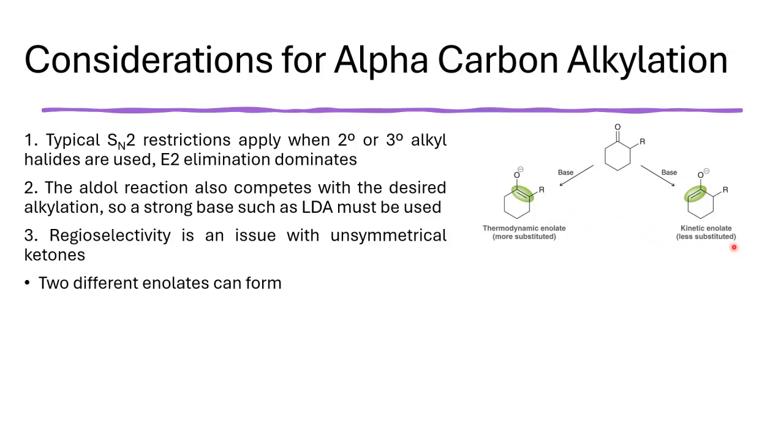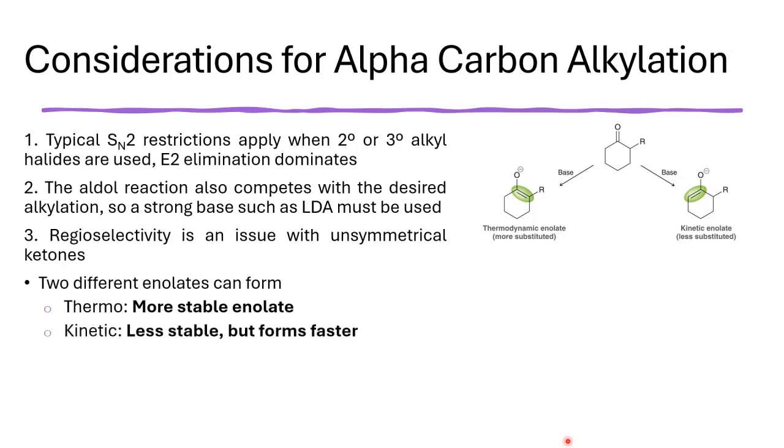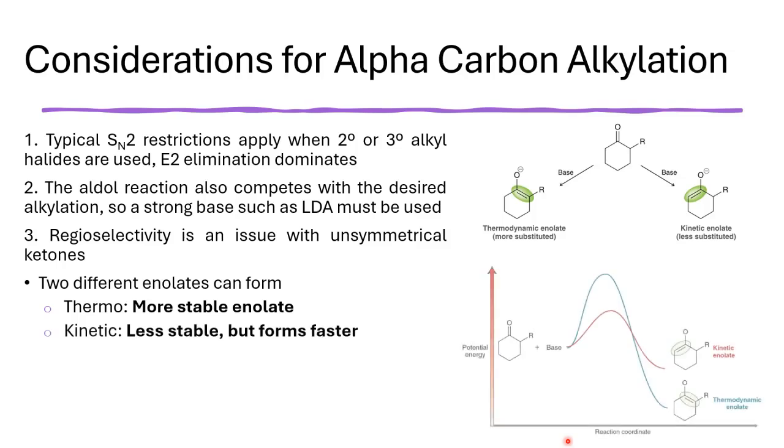The thermodynamic is more stable, the kinetic is less stable but forms faster. Considering the potential energy diagram, we can see that the kinetic product forms a lot faster, but is the less stable. Thermodynamically, that is the more stable.